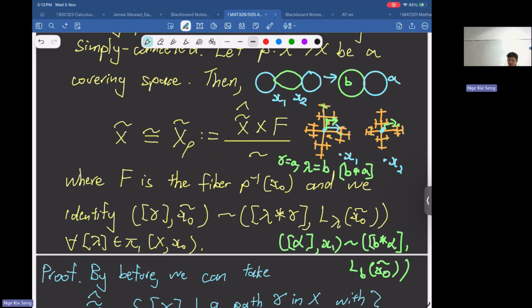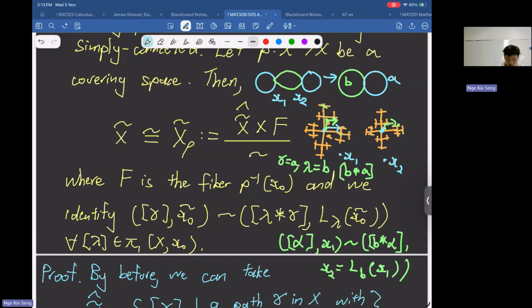So we need to determine what this is. This is acting on x1 in our case. But we know what happened. B will act on x1, right? B will permute x1 and x2. So this LB S1 here must be S2.